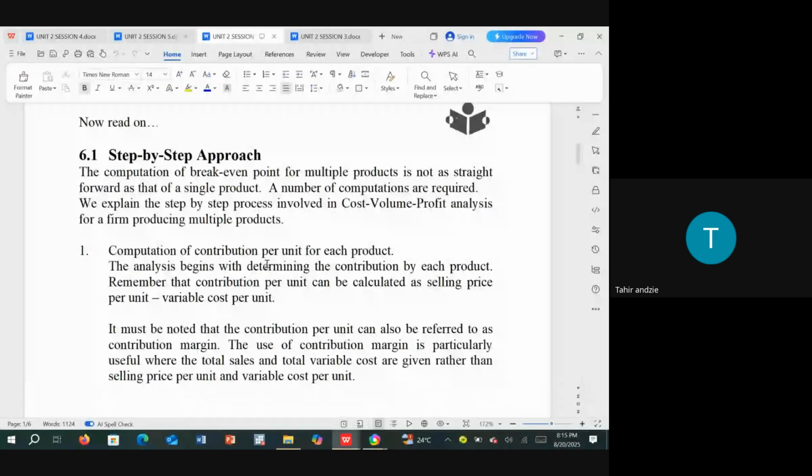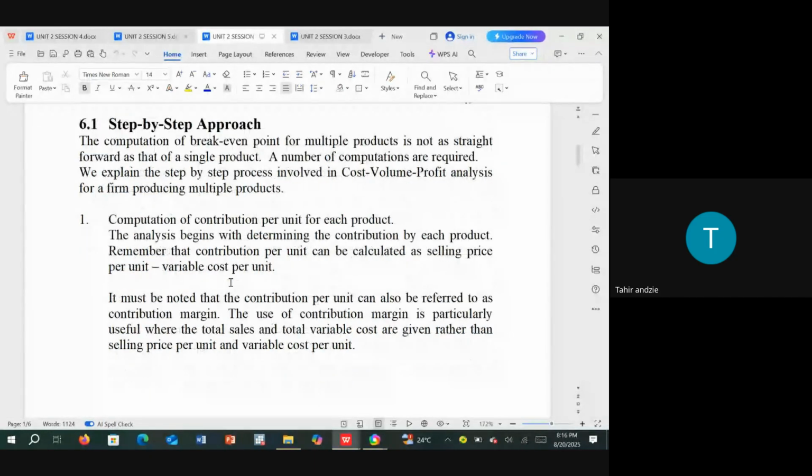We know for each product, if you want to determine contribution per unit, it is the selling price minus the variable cost per unit, or the sales revenue minus the total variable cost. All of them will give us a contribution for each of the products. So determine the contribution for each of the products. Then, the analysis begins with determining the contribution by each product. Remember that contribution per unit can be calculated as selling price per unit minus variable cost.